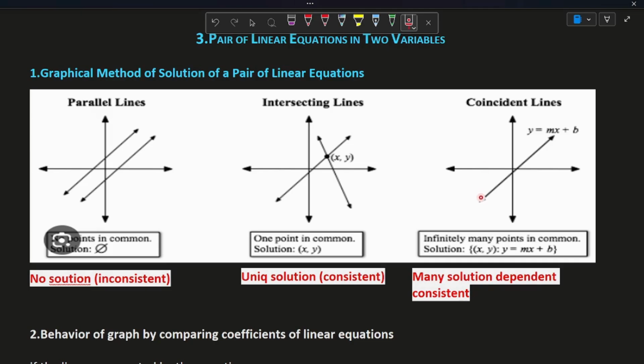Then come to the coincidental lines. For example, this is one linear polynomial graph, and the next linear polynomial graph is also lying on the same one, meaning one line lies exactly on top of the other. So that is called coincidence of polynomials. At this condition, it has infinitely many solutions, not a single particular solution.